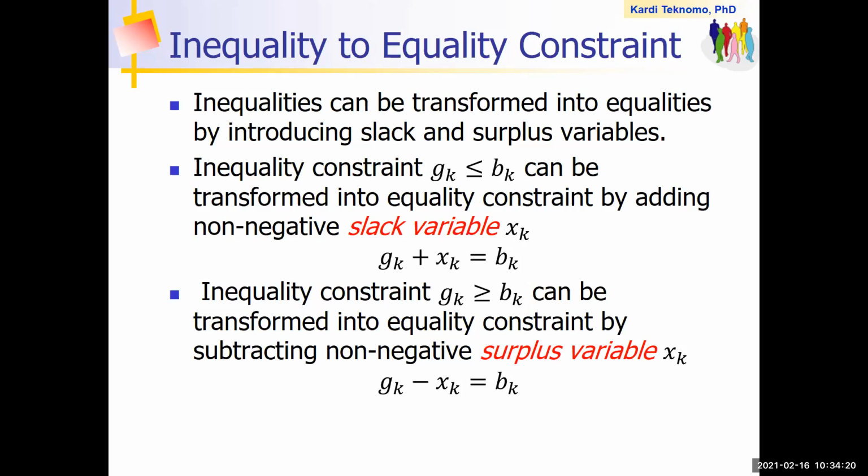You add a surplus variable when you have an inequality constraint of larger, g_k larger than b_k. Then you transform this into equality constraint by subtracting a non-negative surplus variable. So you have g_k minus x_k equal to b_k. Do you get it? So again, why do you need slack variable and surplus variable? Transform inequality constraints to equality, so that we can operate the equations. Correct.